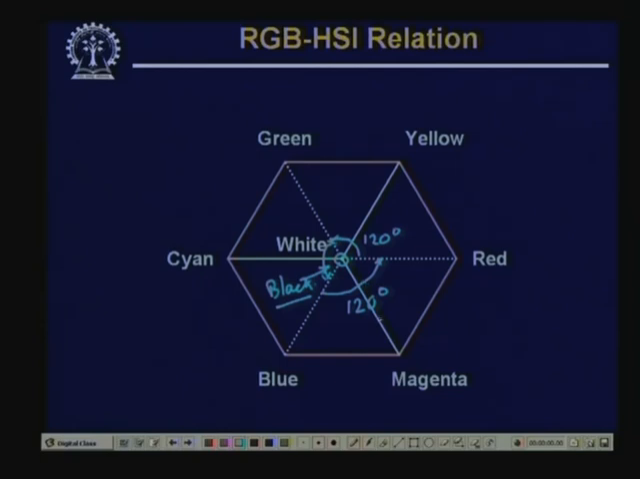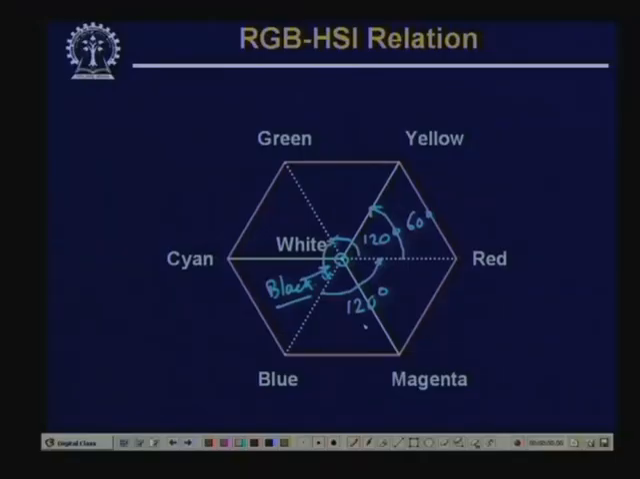In the same manner, for the secondary colors, yellow and cyan will be separated by an angle of 120 degree. Cyan and magenta will be separated by an angle of 120 degree, and similarly magenta and yellow will also be separated by an angle of 120 degree. However, the angular separation between red and yellow is equal to 60 degree. So, if I take the projection of the RGB cube on a plane which is perpendicular to the intensity axis, then this is how the projection is going to look.